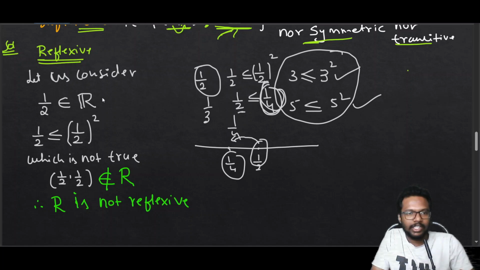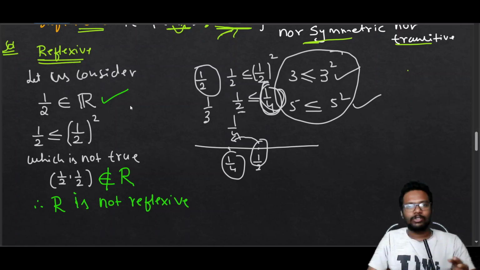Here I have considered the fraction 1 by 2. You may ask why we considered a fraction: our target is to show that R is not reflexive, so a fraction is the best example to fail this relation. You may consider 1 by 3, 1 by 4, anything. If we show one example that fails the relation R, that's enough to conclude R is not reflexive. I hope you understood this reflexive part.